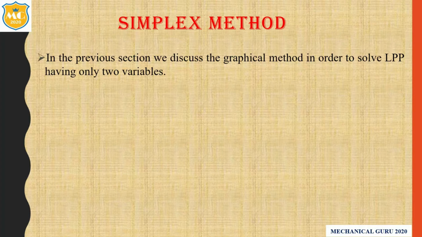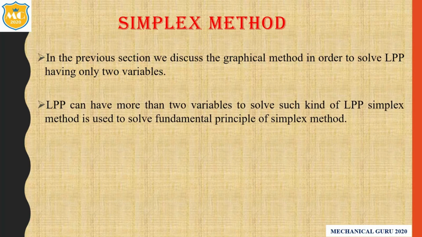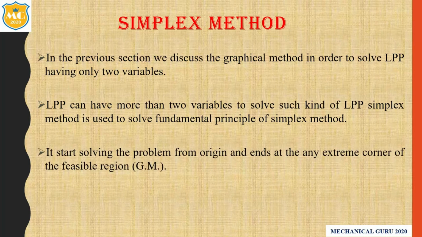In the previous section, we discussed the graphical method in order to solve an LPP having only two variables. An LPP can have more than two variables. To solve such kinds of LPP, the simplex method is used. The fundamental principle of the simplex method is that it starts solving the problem from the origin and ends at an extreme corner of the feasible region, as in the graphical method.